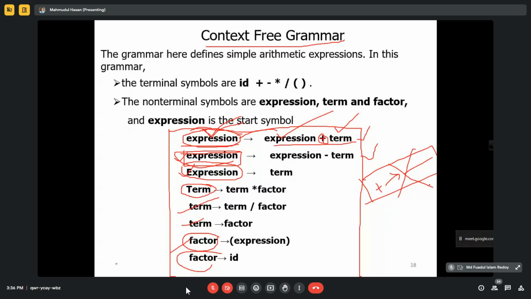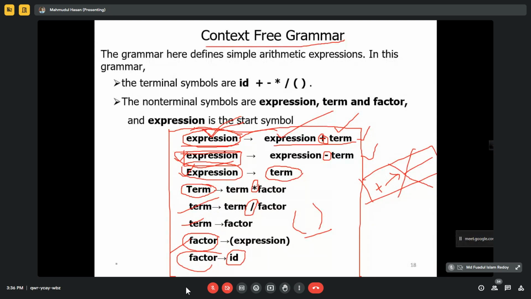Is it? Yes, sir. Then minus? Terminal. Then term? Non-terminal. Yes, already. Then multiplication? Terminal. Then division? Terminal. Then this first bracket? Terminal. Then ID? Terminal. Okay, got it. So the concept is clear, but there is a shortcut.